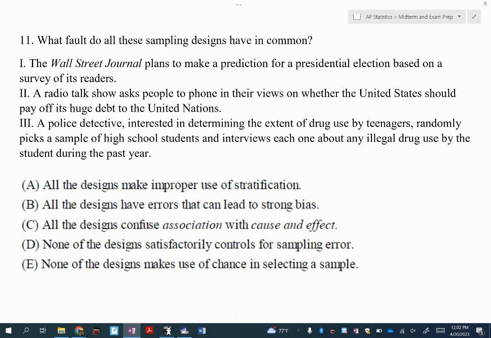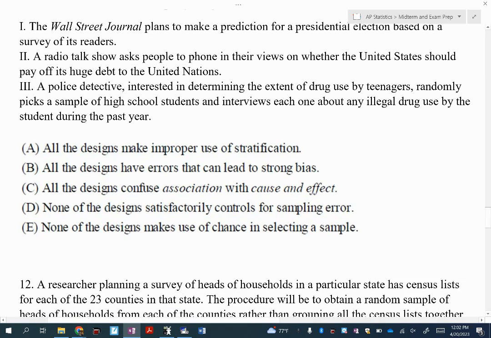Two, does it say anything about the radio talk show? No, but if you know anything about radio talk shows, kind of similar to the first one, the people that are going to be listening to this talk show, are they going to be a fair representation of the population? No. Volunteer bias, for sure. Who's calling? People that care a lot. I don't care, I won't be calling. Okay, so I think B. I agree with B. Excellent.